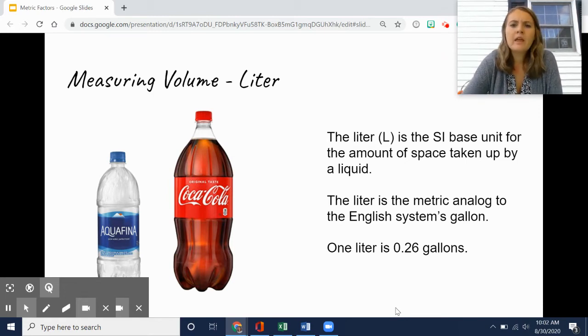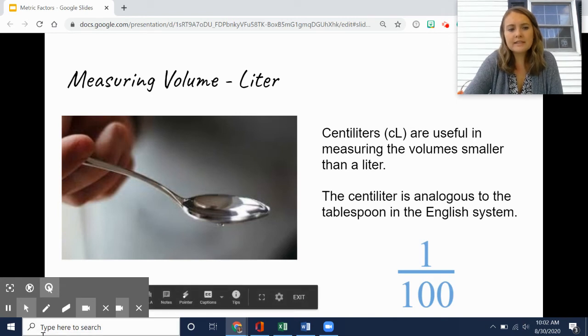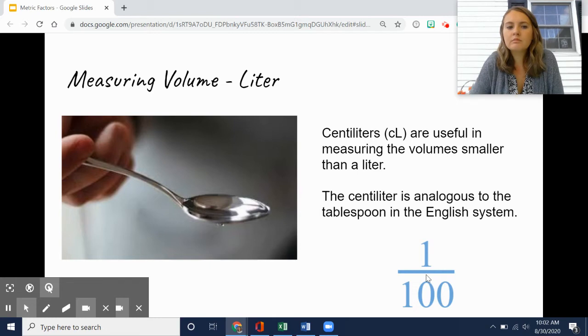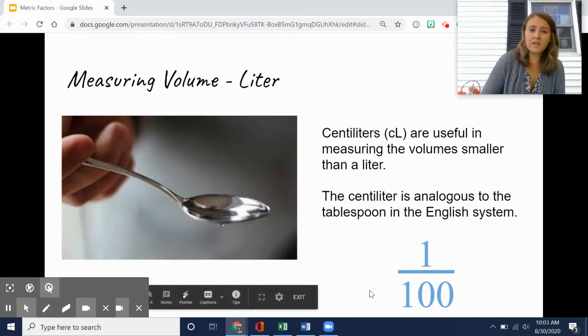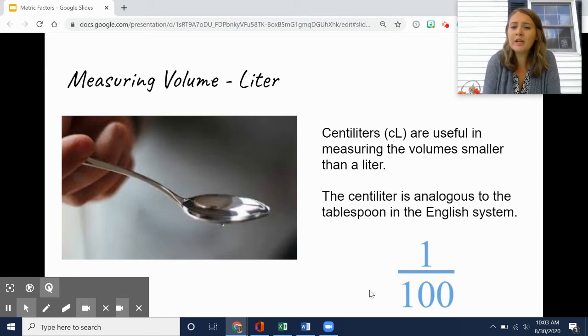Now what we can do is attach these prefixes to get units that are bigger or smaller. So a centiliter is useful in measuring even smaller volumes. So actually about 1/2 tablespoon is equal to a centiliter. This isn't really used as much as some of the other prefixes, but it's really helpful to know. And again, it's very similar to the tablespoon in our English systems.